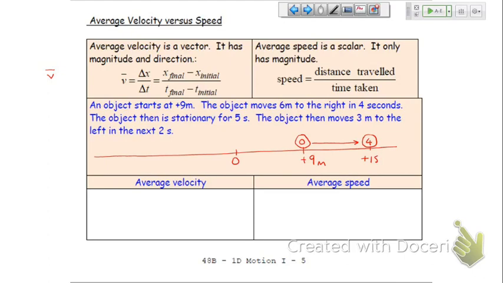happened. The object is stationary for 5 seconds, so it's not moving for 5 seconds. So that means the clock is now at 9. It was at 4, add 5 seconds on, I get 9. The object moves 3 meters to the left in 2 seconds. So now I go here, from 15 to +12, and my clock has gone to 11.